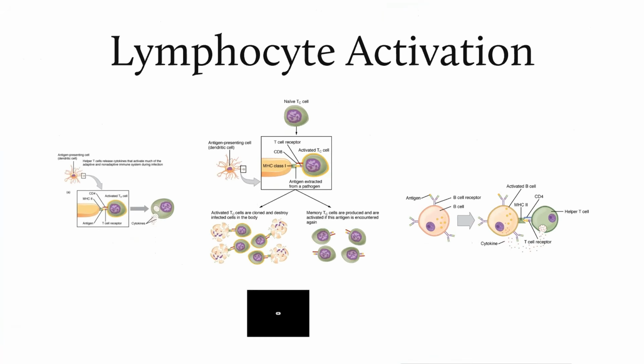The final step in the lymphocyte life cycle is to be activated. These are the naive cells. They've moved out into the secondary lymphatic tissue, and they're going to be interacting with the antigens that they're meant to deal with.